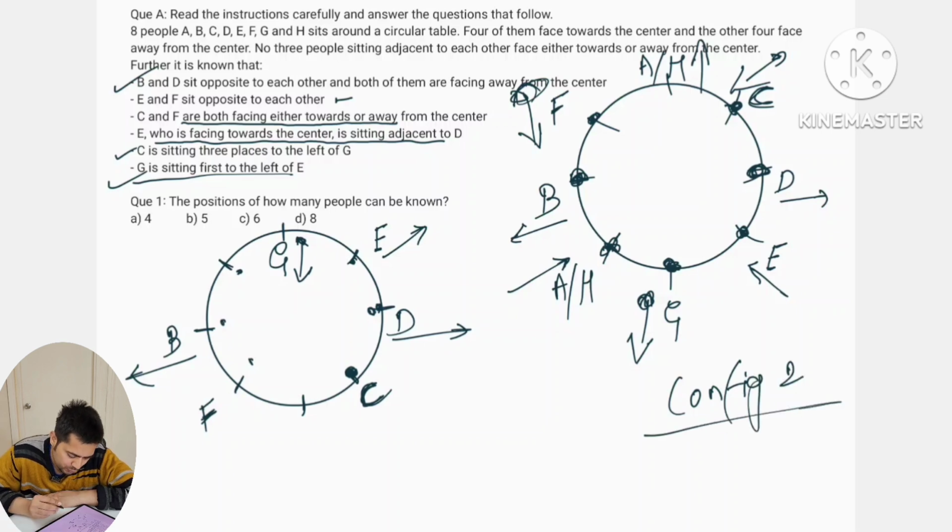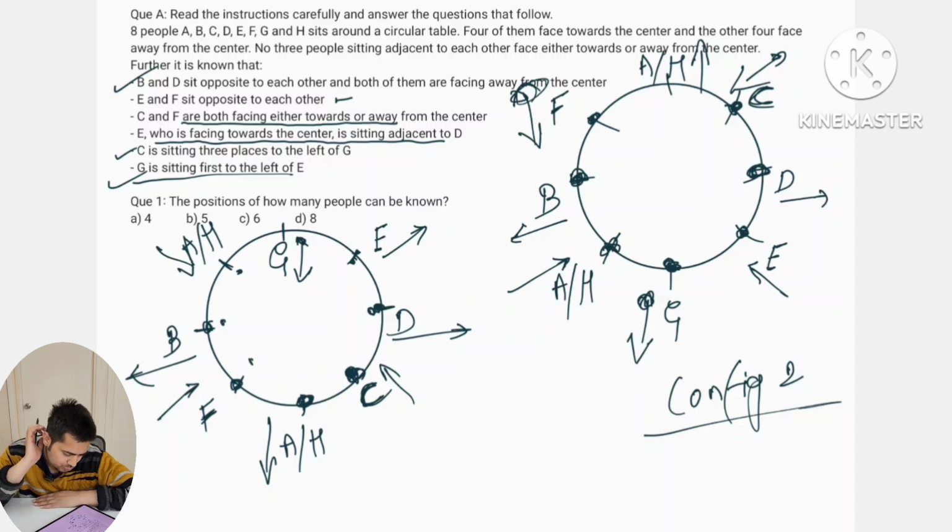Let us see the configuration number 1. A and H have to be there, and E is facing outward. C and F have to face in the same direction. Here also B, D and E already are facing outward. So F and C have to face inwards, and 3 people cannot be in the same direction. So this position cannot be inward, this position has to be outward, and this position has to be inward. Okay, now all the conditions are also getting fulfilled.